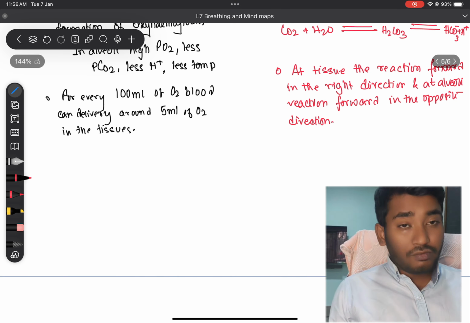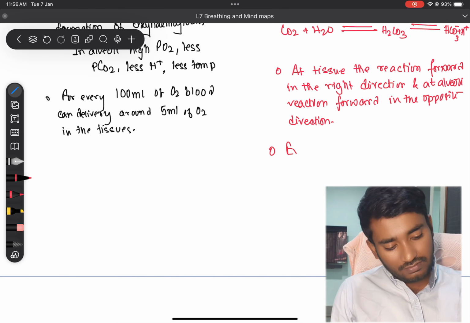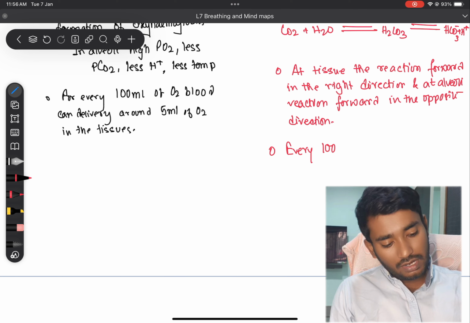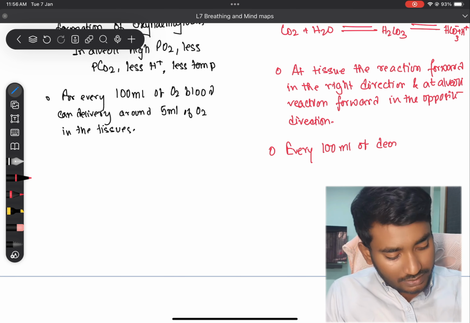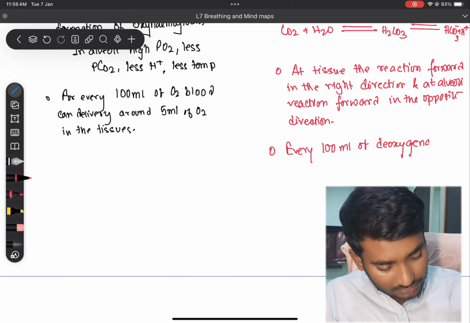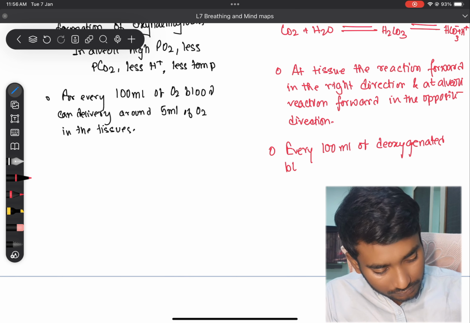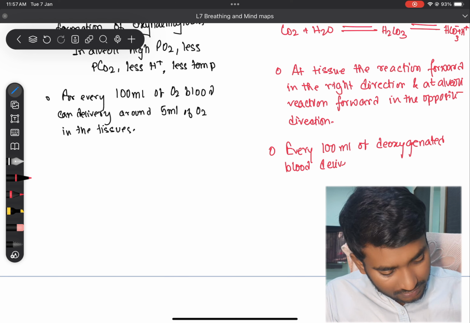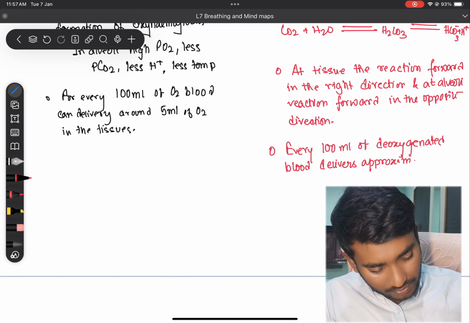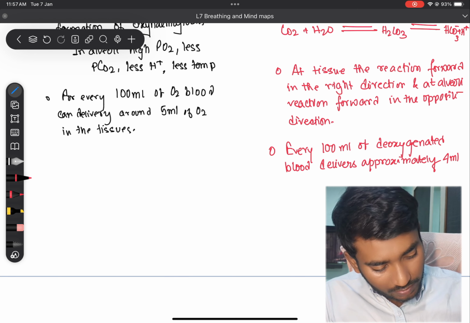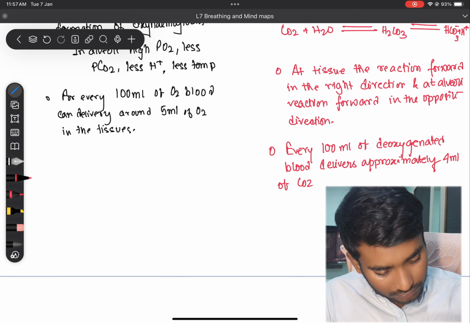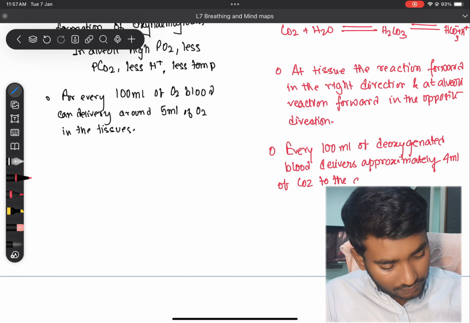Okay. For every 100 ml of deoxygenated blood, it delivers approximately 4 ml of CO2 to the alveoli.